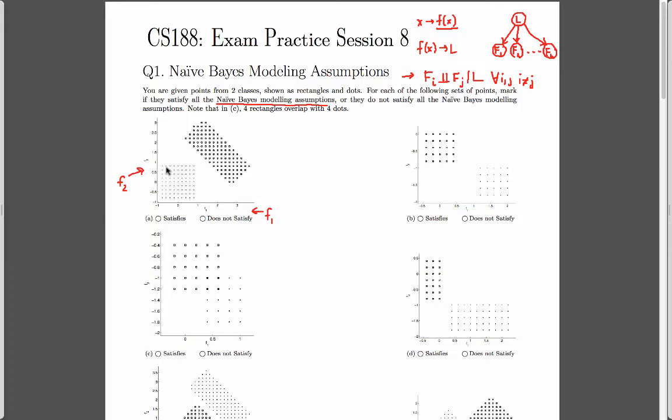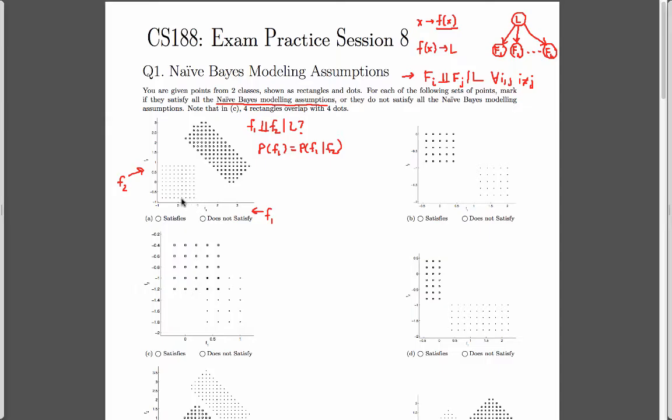If we first look at this box of points, we want to determine if F1 is independent of F2. So the question is: is F1 independent of F2 given your label, where your label is a dot or a square? For F1 to be independent of F2, the probability of F1 has to be equal to the probability of F1 given F2, and vice versa. The probability of F2 has to be equal to the probability of F2 given F1.